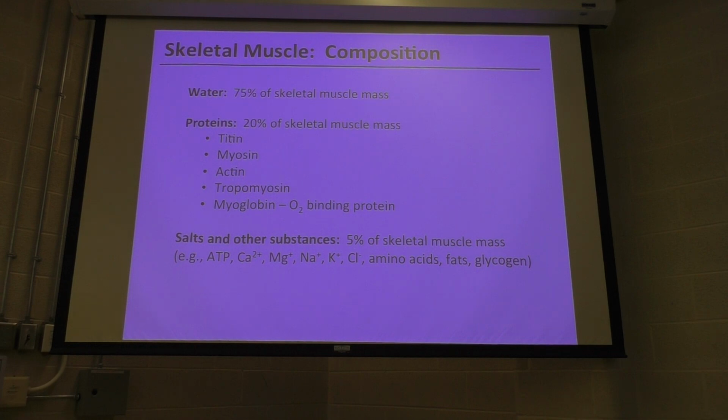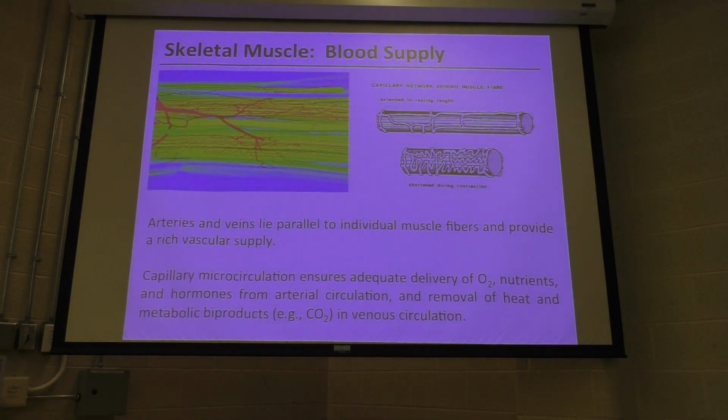So it's pretty important. And 5% of the muscle is composed of ATP, so basically energy molecules, calcium, second messengers, signaling molecules, magnesium needed for ATP, and then basically ions for a million different things. Amino acids, fats, glycogen, which we will not go into in this lecture, but they're there and they're important.